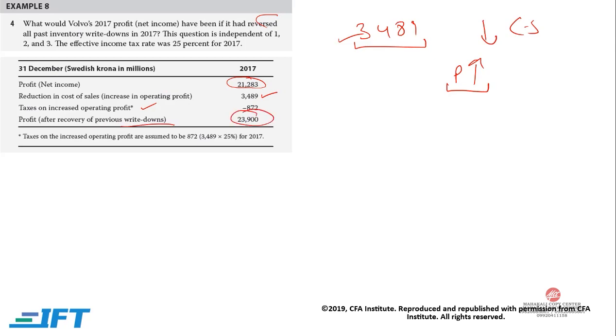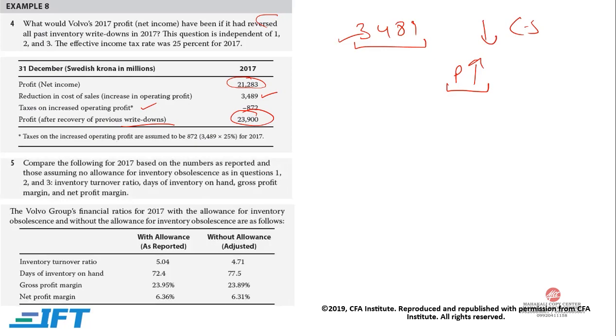Now in part 5, we need to come up with different ratios and compare with allowance and without allowance.